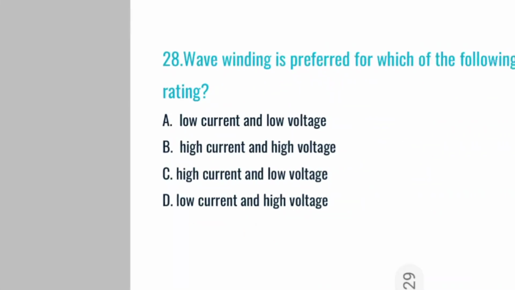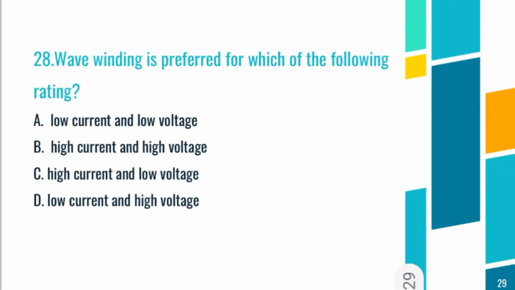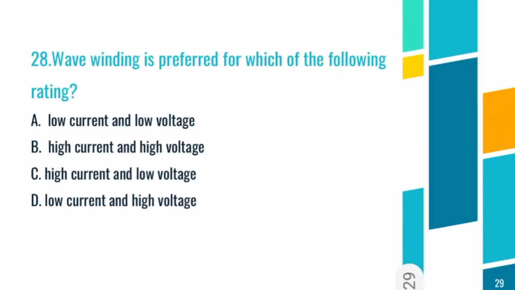Coming to question 28. The wave winding is preferred for which of the following ratings? As I already told you, wave winding is used for high voltage and low current. The options: A, high current and low voltage; B, high current, high voltage; C, high current, low voltage; D, low current, high voltage. D is the answer. Wave winding is used for low current and high voltage.